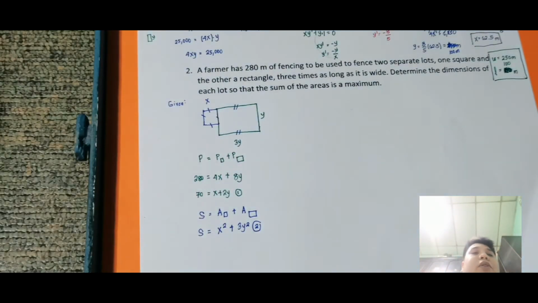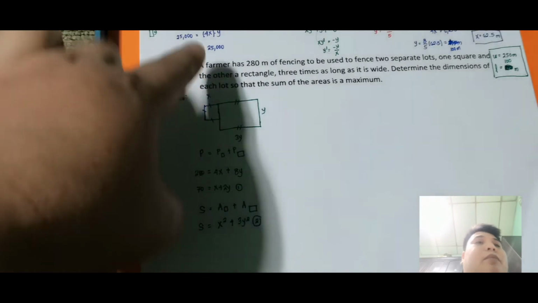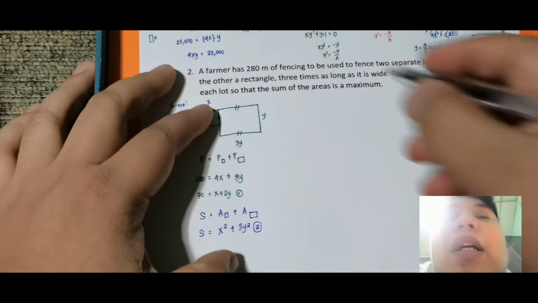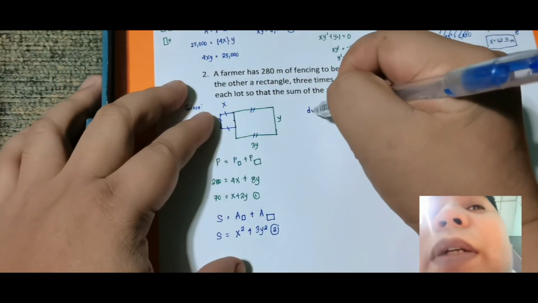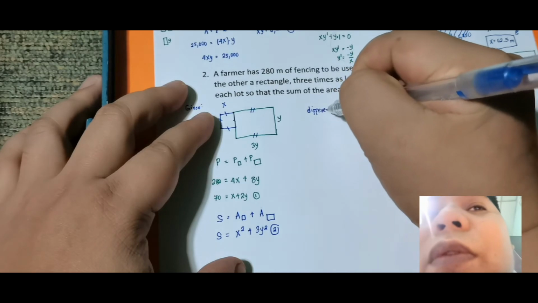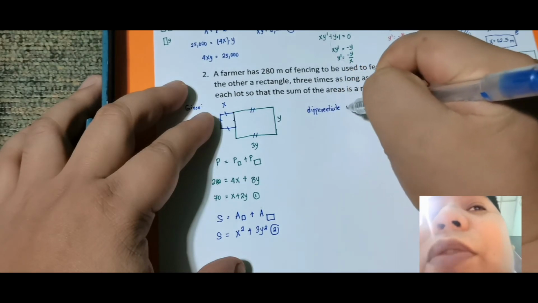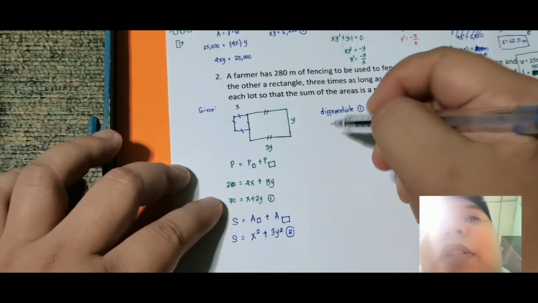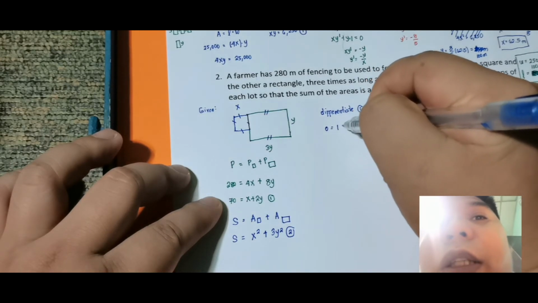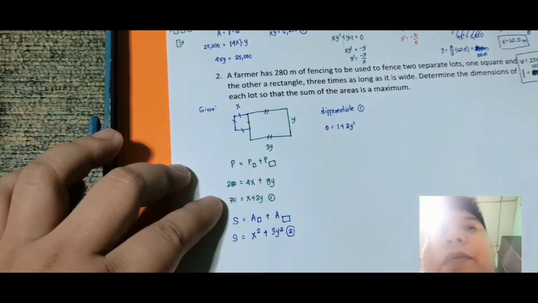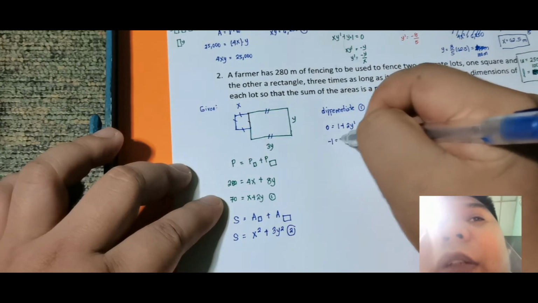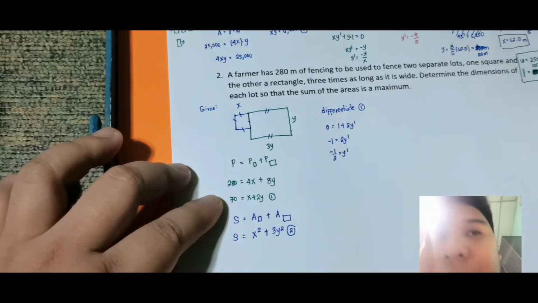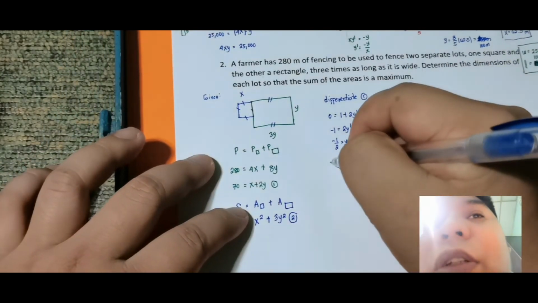Okay, so since may dalawa tayong equation in which ito yung galing sa given, ito yung galing sa ating objective function. So ang gagawin natin, differentiate both equation. So, differentiate equation 1. The derivative of equation 1, that is 70, so that is 0 is equal to 1 plus 2y prime. Okay, and that is simply negative 1 is equal to 2y prime, or simply negative 1 half is equal to y prime.